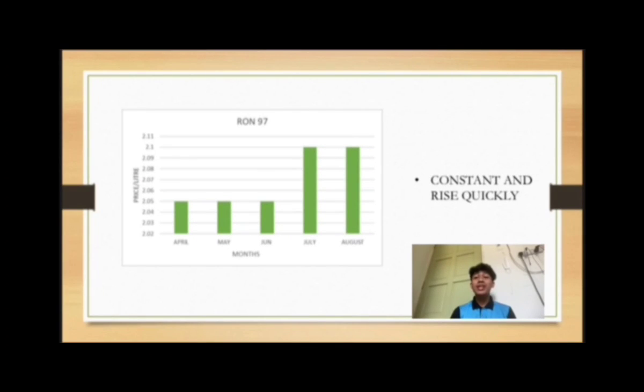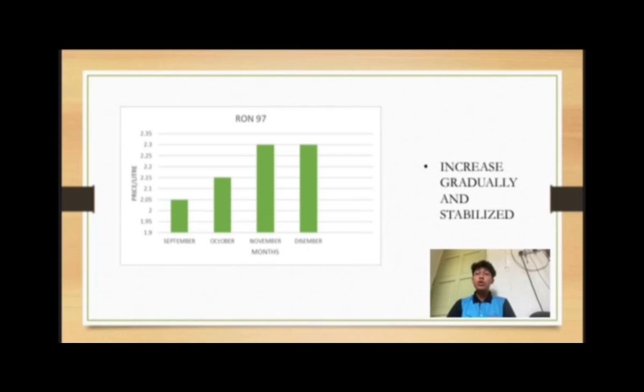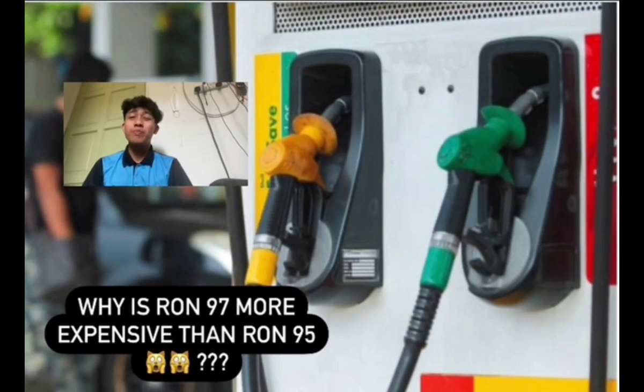In July, there was an increased oil price for RON97, which was RM2.10 until August. Furthermore, from September to November, the price of oil for RON97 increased gradually. Right? In October, the oil price for RON97 was RM2.50, higher than in November and December, which was RM2.30.